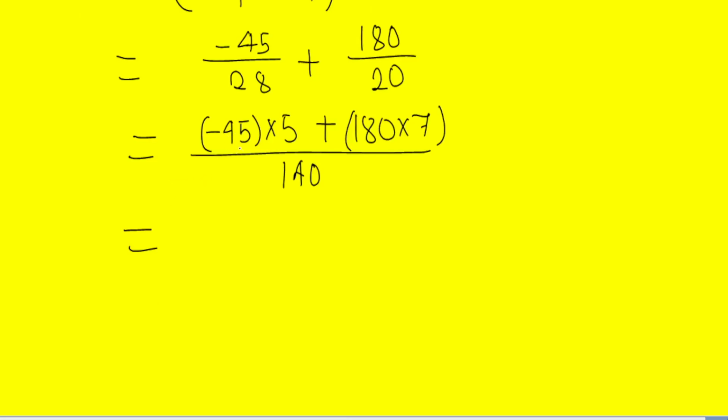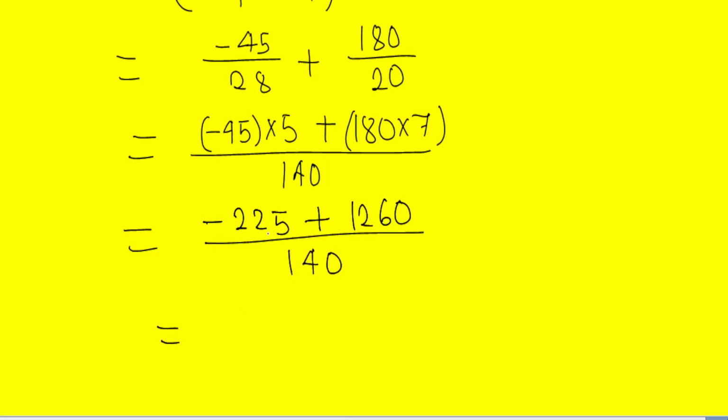Now what we will do next is to multiply minus 45 and 5. Minus 45 when we multiply with 5 we will get minus 225 plus 180 multiplied with 7 will give me 1260 whole upon 140. Things are clear now. This negative, when we add it to the positive integer, what will it give? A positive integer, 1035 whole upon 140.